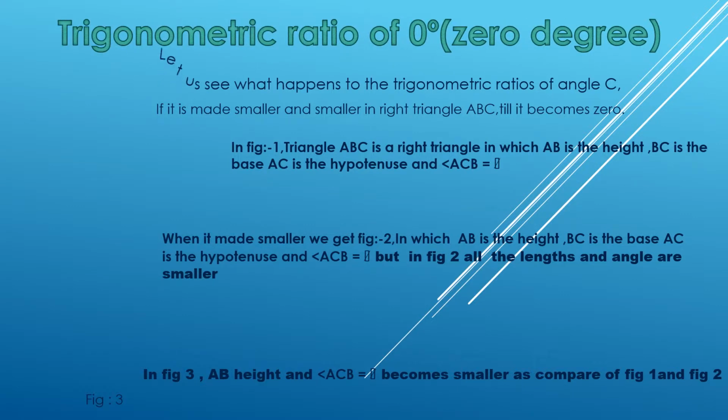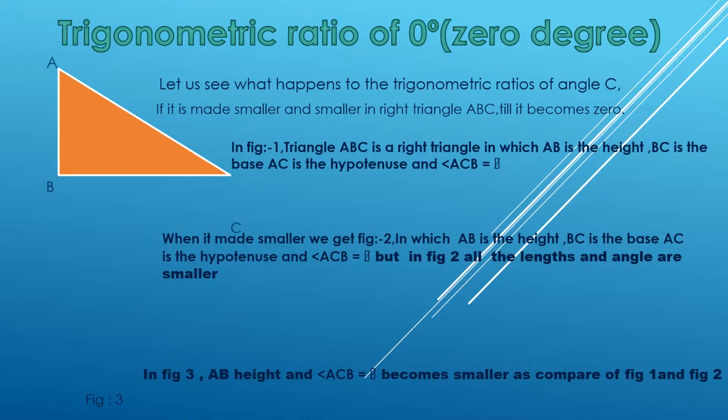Today we discuss trigonometric ratios of 0 degree. Let us see what happens to the trigonometric ratios of angle C if it is made smaller and smaller in the right triangle ABC, until it becomes 0.